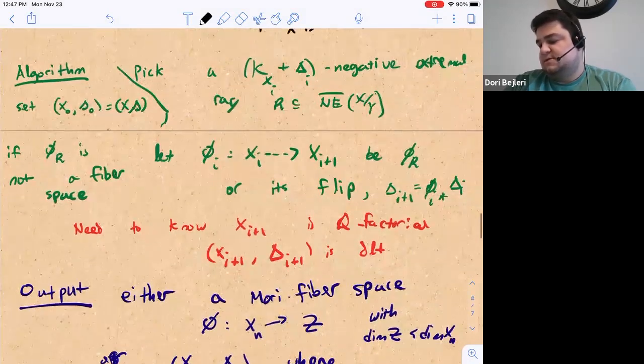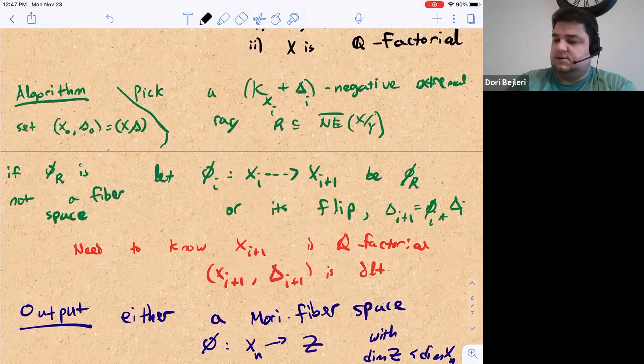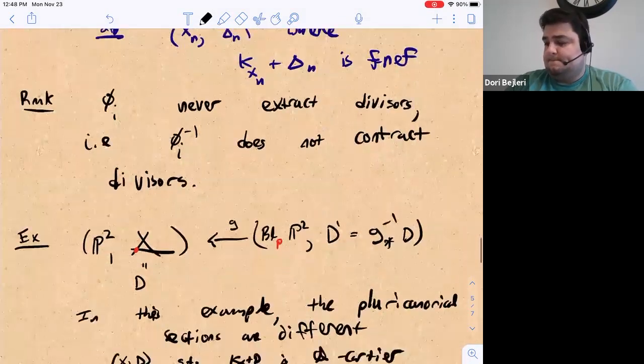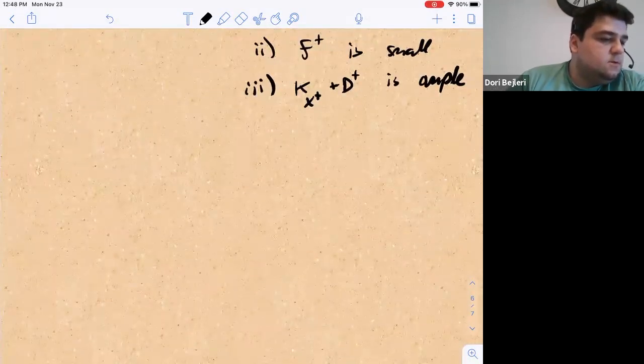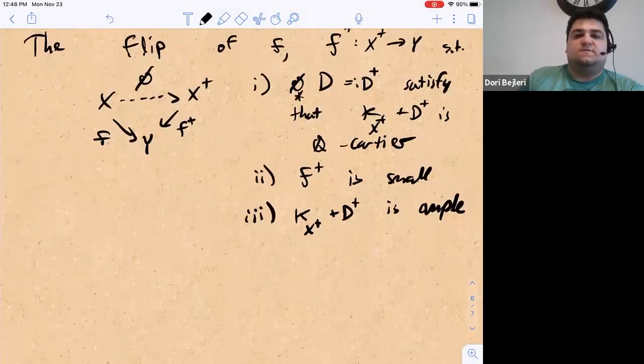Okay, so then to summarize what we have, what one would want to carry out the log minimal model program: we still need to check the singularities are nice after every step, and you want to know that flips exist, and you want to know that sequences of flips terminate. Okay. So the first step is to check this Q-factoriality for flips.